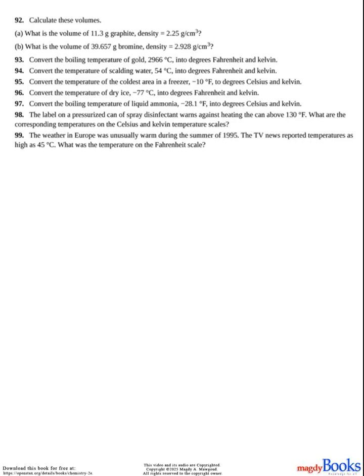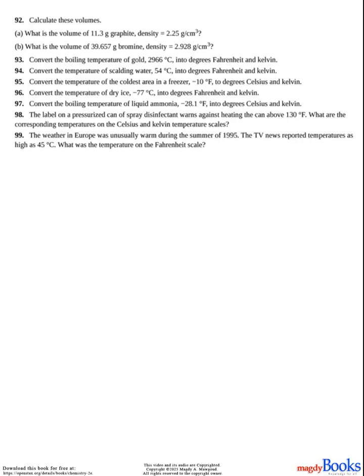93. Convert the boiling temperature of gold, 2966 degrees Celsius, into degrees Fahrenheit and Kelvin. 94. Convert the temperature of scalding water, 54 degrees Celsius, into degrees Fahrenheit and Kelvin. 95. Convert the temperature of the coldest area in a freezer, -10 degrees Fahrenheit, to degrees Celsius and Kelvin. 96. Convert the temperature of dry ice, -77 degrees Celsius, into degrees Fahrenheit and Kelvin. 97. Convert the boiling temperature of liquid ammonia, -28.1 degrees Fahrenheit, into degrees Celsius and Kelvin.